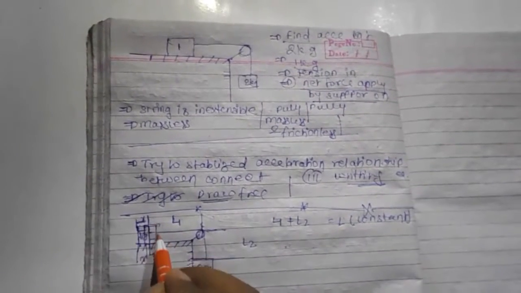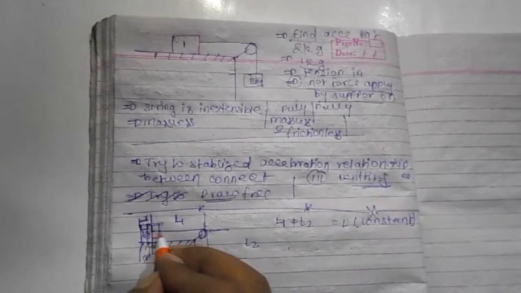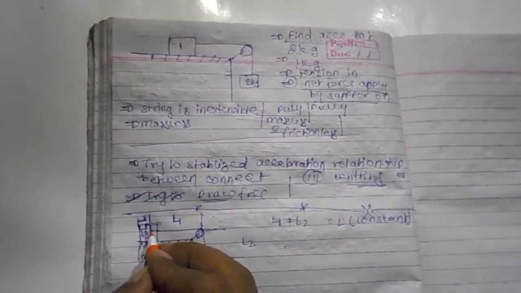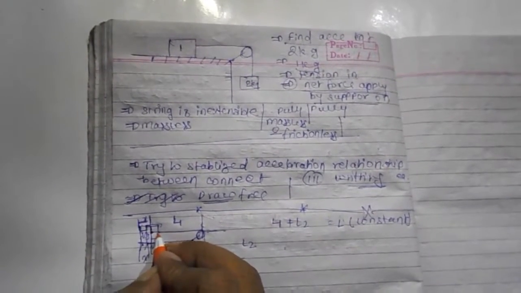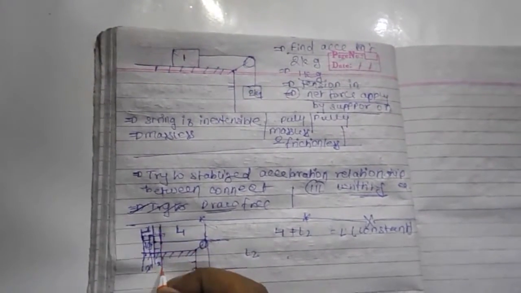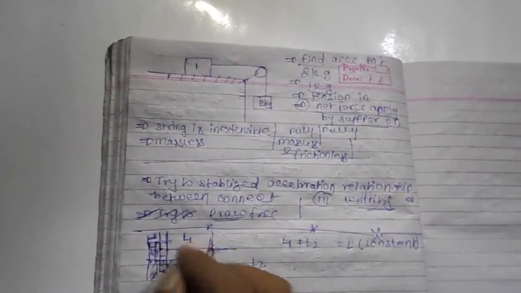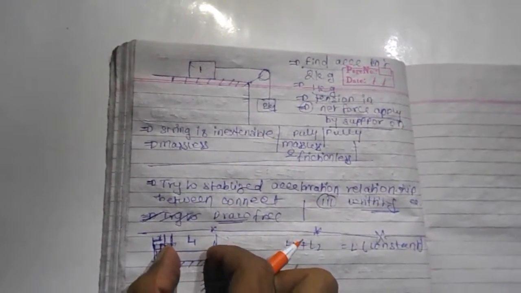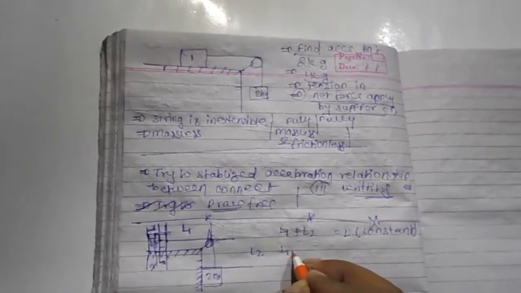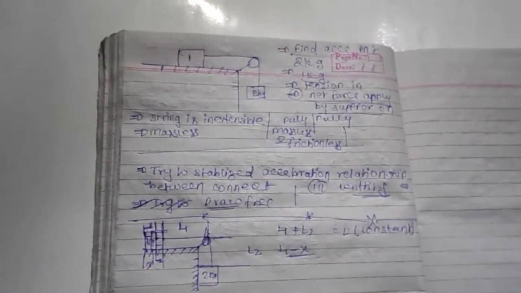Listen, initially the string is tied at this point. Now the string tie point has reached here. So what should this length be? This length is x, this length is L1, so what should this length be? L1 minus x. It is very simple to calculate. Use your geometry, use your concept of lines.